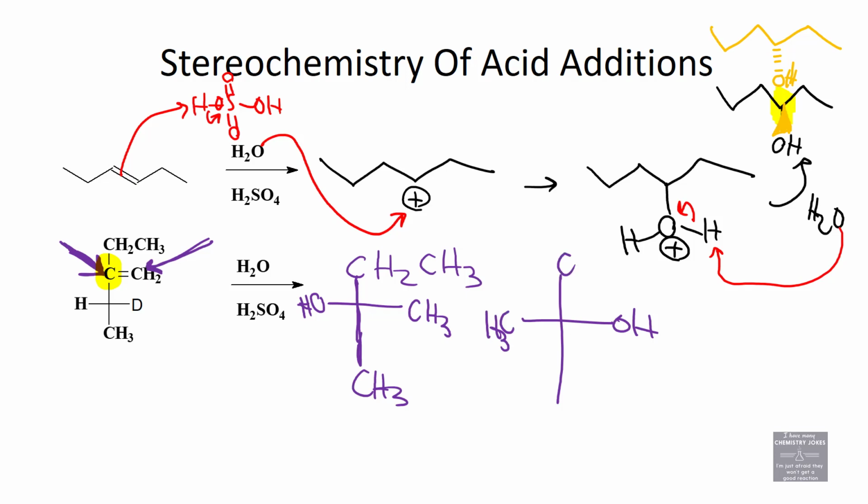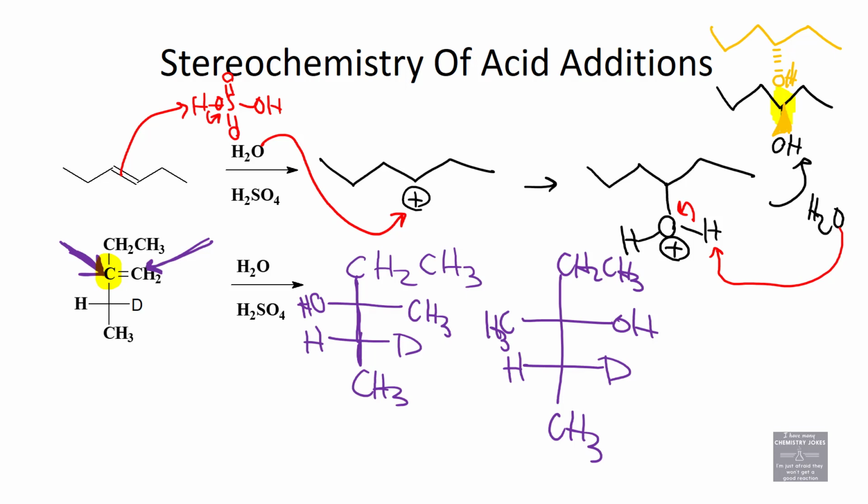But wait, what's so different about this one? This one started with an asymmetric carbon down here. Remember, D is deuterium. That's heavy hydrogen. It's hydrogen that has a neutron instead of just being a proton. So this is an asymmetric carbon already, and it's still an asymmetric carbon over here after I add the new groups. But the reaction did not happen at that stereocenter, so that stereocenter stays the same.